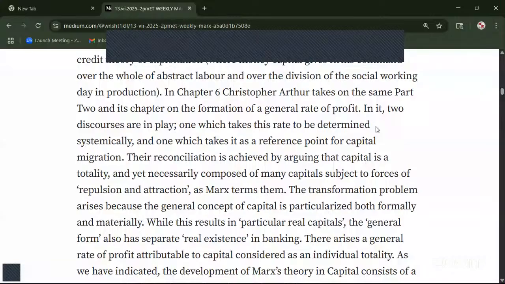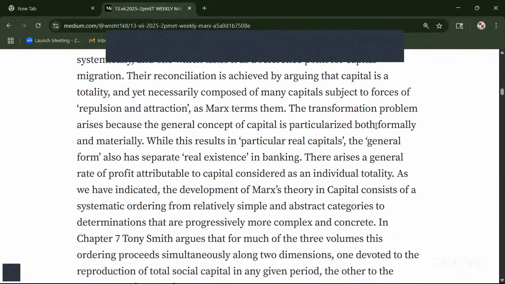Their reconciliation is achieved by arguing that capital is a totality and yet necessarily composed of many capitals subject to forces of repulsion and attraction, as Marx terms them. The transformation problem arises because the general concept of capital is particularized both formally and materially. While this results in particular real capitals, the general form also has separate real existence in banking. There arises a general rate of profit attributable to capital considered as an individual totality.